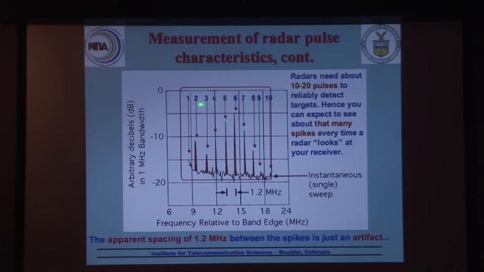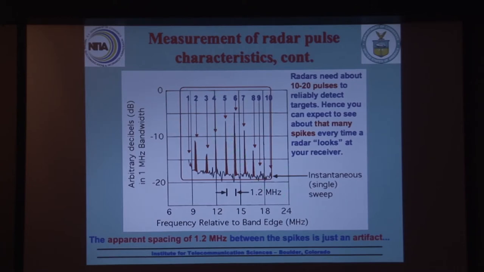What we see if we count these up is we got 10 blips across here. A couple of them were a little on the low side, but we got 10 blips across here. Remember I said radar needs 15 or 20? It can even be as low as 10. 10, 15, 20 pulses to reliably detect a target. We just saw 10 blips. That's a little suspicious. And we would see this repeated every single time that we would look at this receiver IF when this interference would occur.